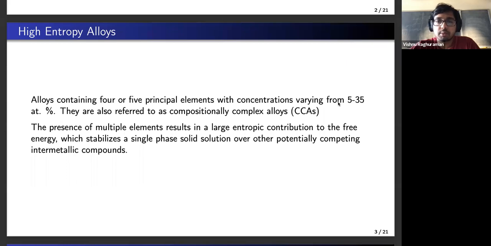They're also referred to as compositionally complex alloys, and this was a counterintuitive idea when it was initially proposed, because people thought that if you put more elements in an alloy, you're increasing the chance that some intermetallic compounds will form, and you won't see a single phase. But actually, because of the high chemical disorder, the free energy is stabilized by the entropy. So in these systems there is a high chance of seeing a single phase solid solution stabilized as opposed to other intermetallic compounds.